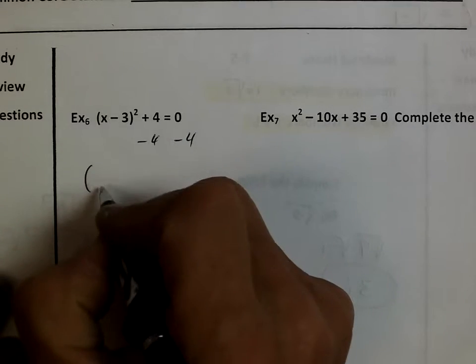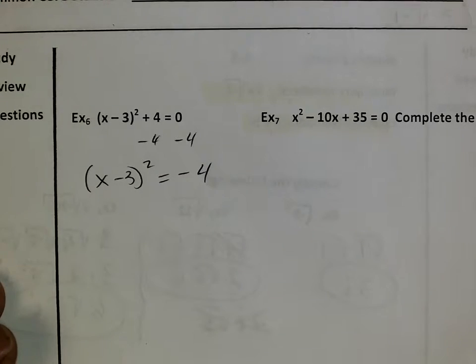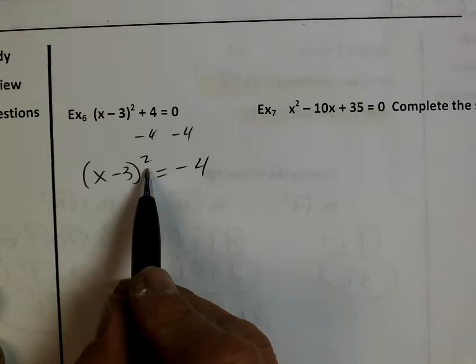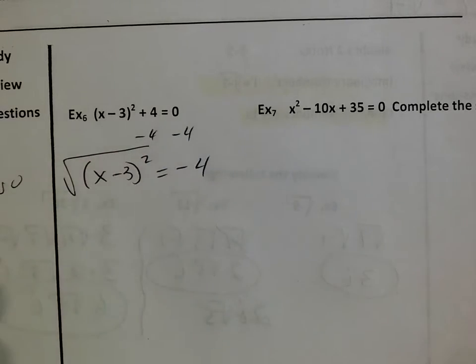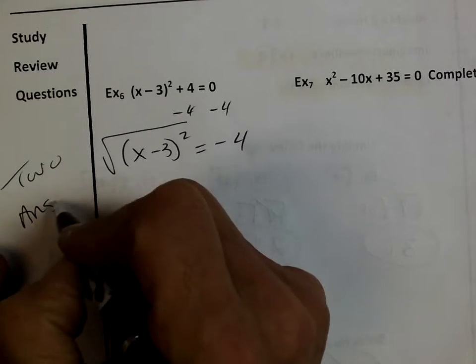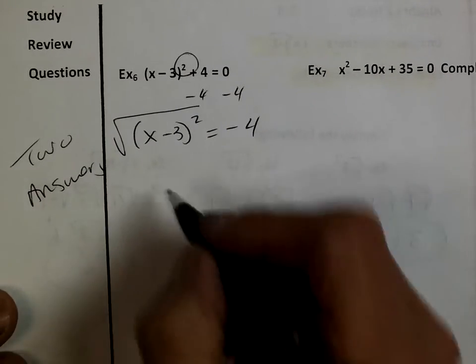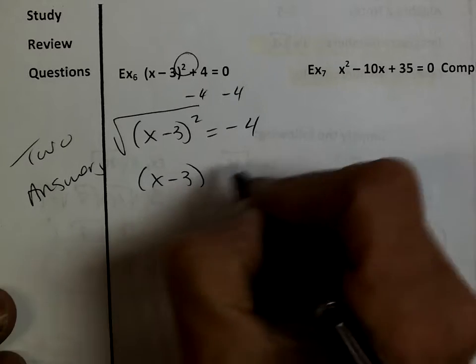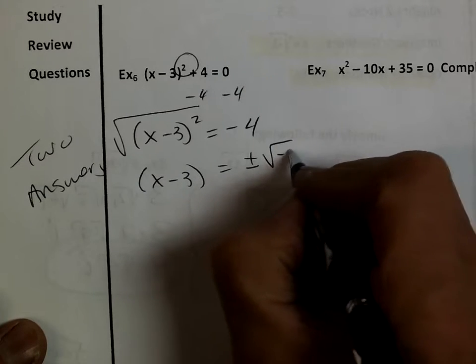I'm going to have the quantity x minus 3 squared equals negative 4, okay? All right, and what did we do yesterday? Remember what we did yesterday? How do we get rid of the square? Square root. Now, how many answers do I have to have? 2, in this case, 2 answers, because of the x squared, right? So I'm going to get the quantity x minus 3 equals plus or minus the square root of negative 4, okay? How am I doing?